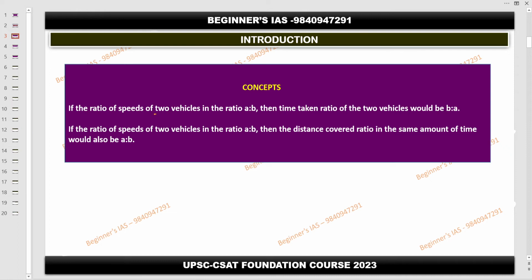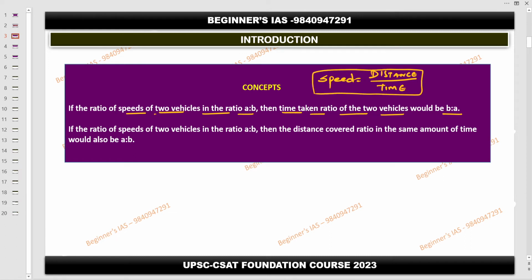Here, if the speeds of two vehicles are in the ratio A is to B, then the time taken ratio of the two vehicles would be B is to A, since speed is equal to distance by time. With this, you can understand that speed is inversely proportional to the time.